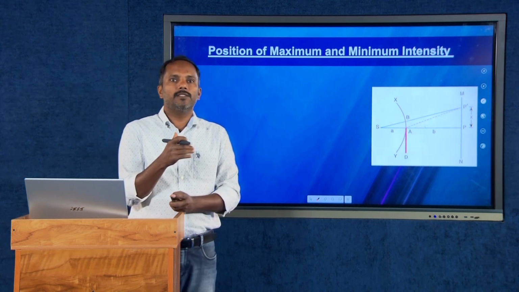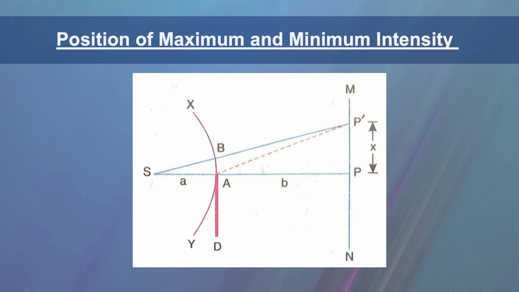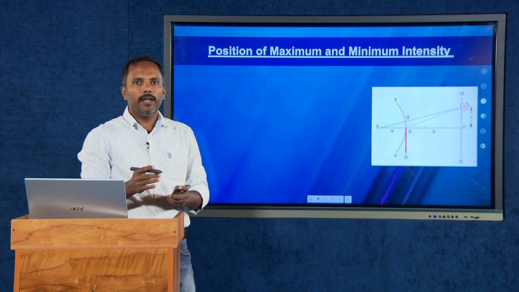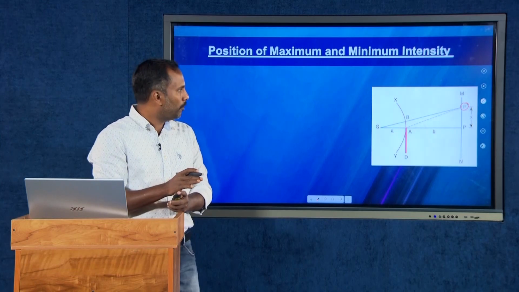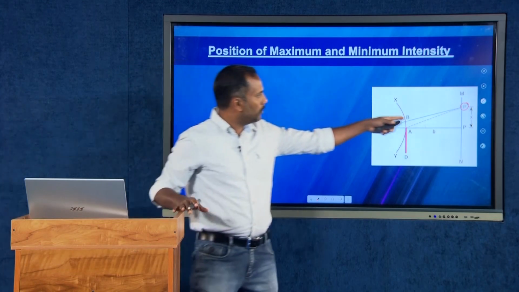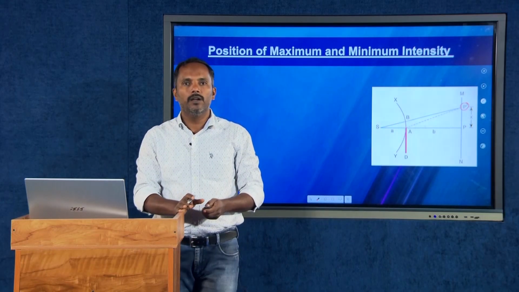Now let us check where the maxima and minima are formed in this diffraction pattern. For that, let us take another arbitrary point P dash on the screen. Let P dash be a point in the illuminated portion of the screen, that means above the point P. That is the illuminated portion, and below P we expect the geometric shadow.